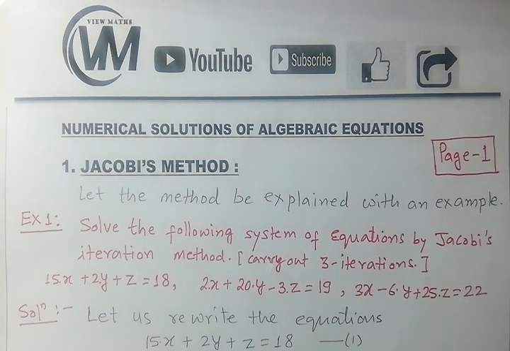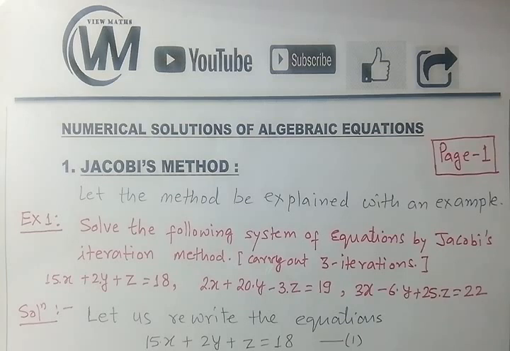Numerical solutions of algebraic and simultaneous equations. There are mainly three methods. The first is Jacobi's method, second is Gauss-Seidel method, and third method is Gauss elimination method. But in this video we will be discussing only two methods, Jacobi's method and Gauss-Seidel method. I will make a separate video for Gauss elimination method. Let us start with the Jacobi's method.